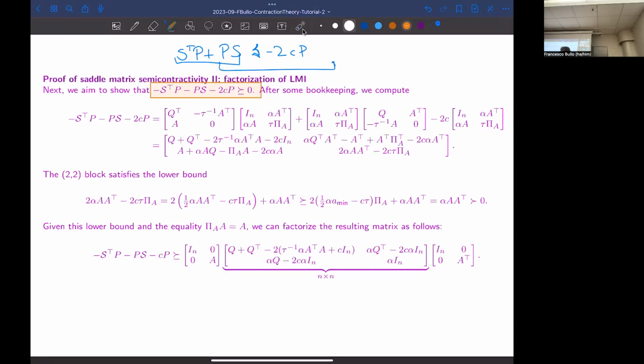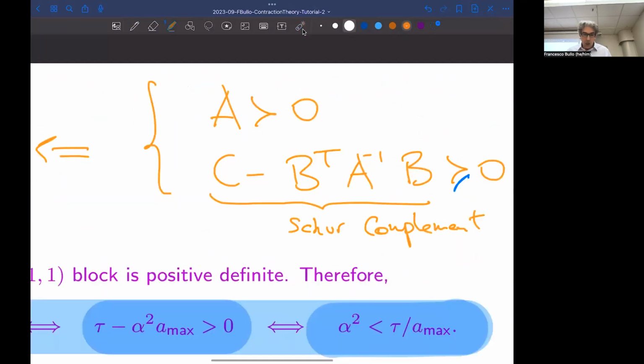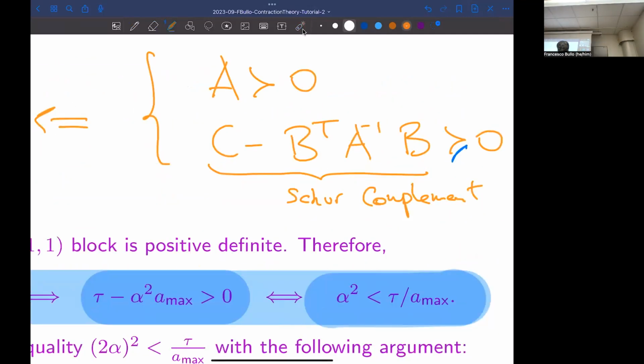Because if I want to apply the Schur complement, as in the previous slide, I need to do the Schur complement with respect to either 1,1 or 2,2, and I need that block to be positive definite. You know why I need it to be positive definite? Because I need to invert it. If I don't have one block that is strictly positive definite, I'm not quite sure exactly what I mean by the inverse of it. All right.